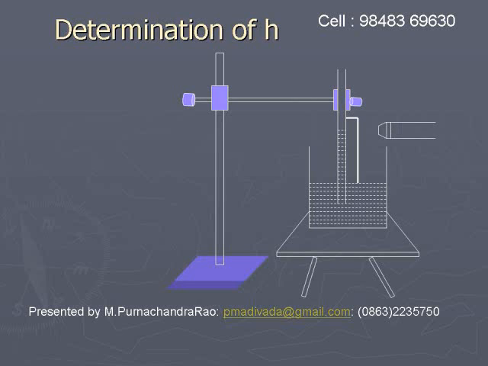A microscope is focused onto this liquid column. First, the microscope is focused to the lower meniscus of the liquid column inside the capillary tube. By raising or lowering the microscope, we focus it to the lower meniscus of this liquid column.